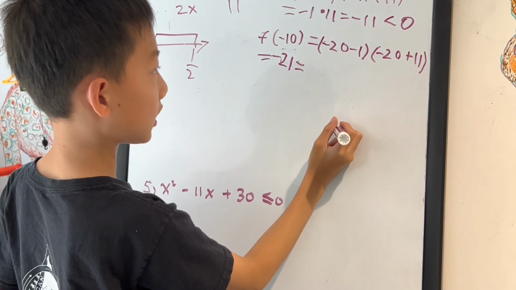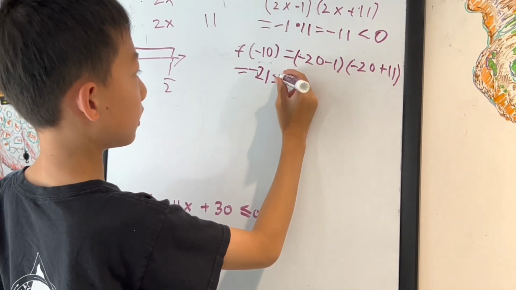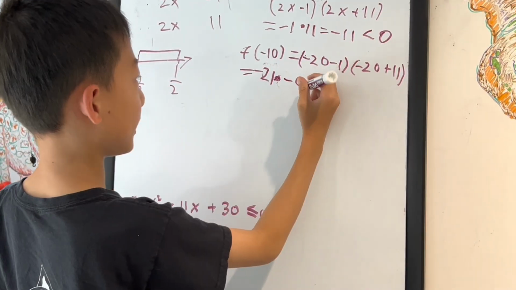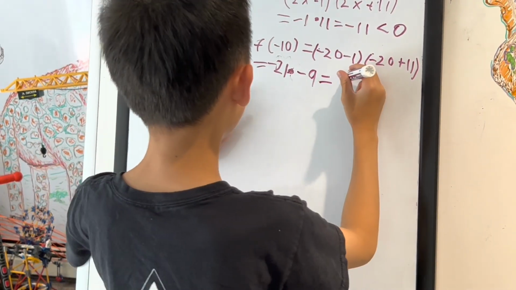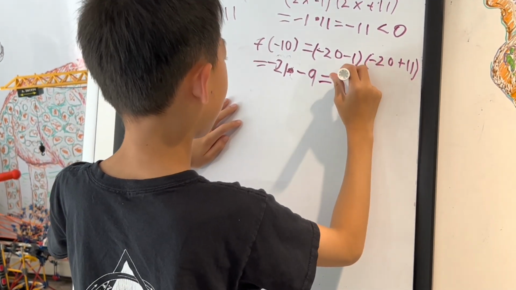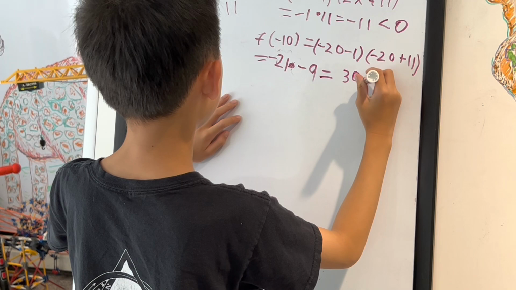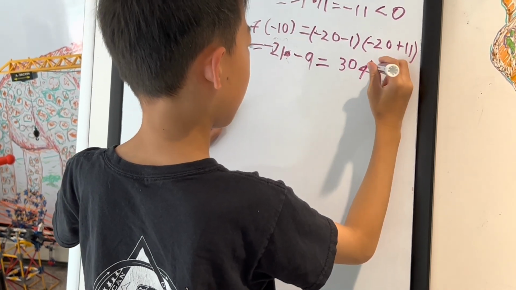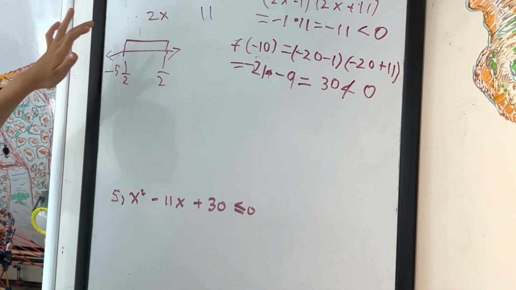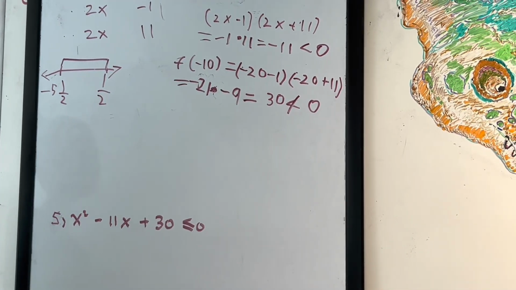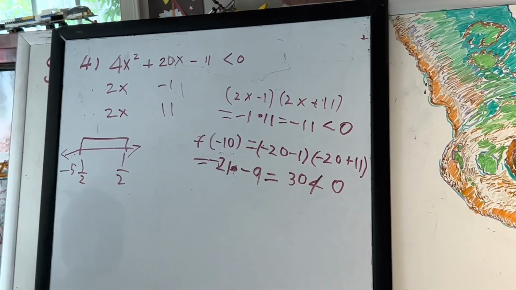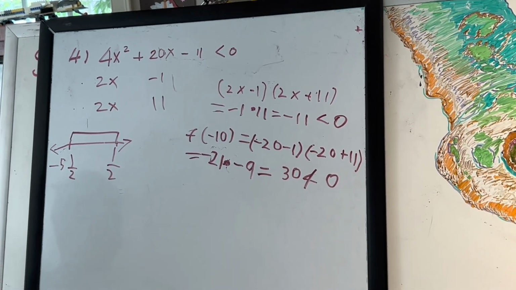Equals multiple -9 equals +30, which is not less than 0. So that means we can't go beyond San Francisco or go beyond New York. Then we're just going to end up with no tickets.